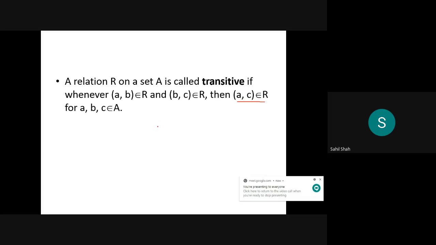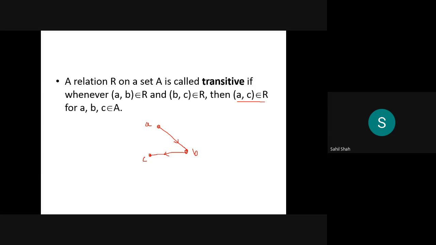Digraph of a transitive binary relation. The diagram for a transitive binary relation will look something like this: A, B, C. If I do have a pair from A to B, and a pair from B to C, then I should have a pair from A to C. Be careful about the directions. A to B, B to C. B is acting as an interior vertex. Because of B, we are able to reach C via B.